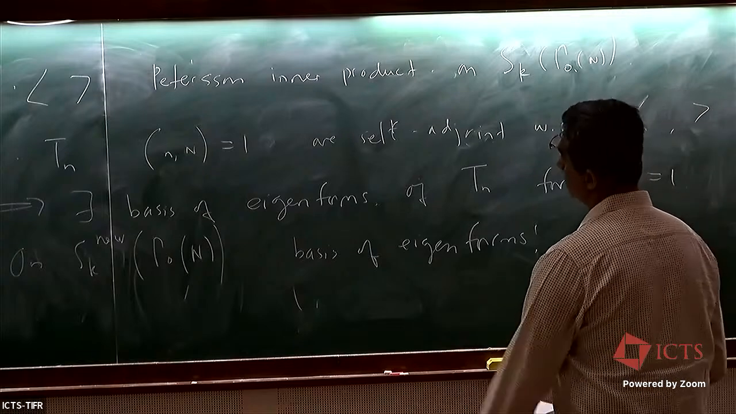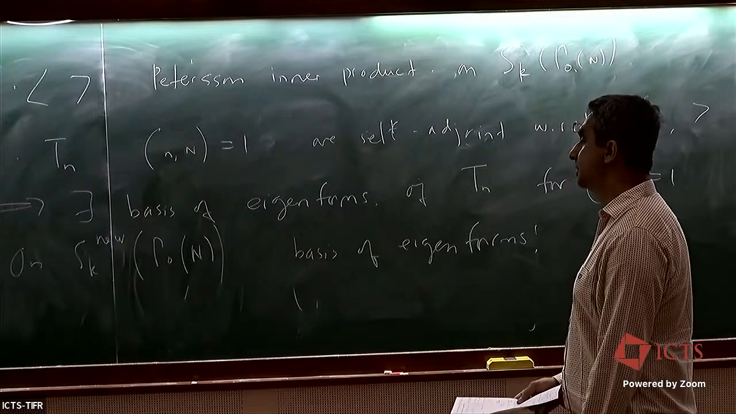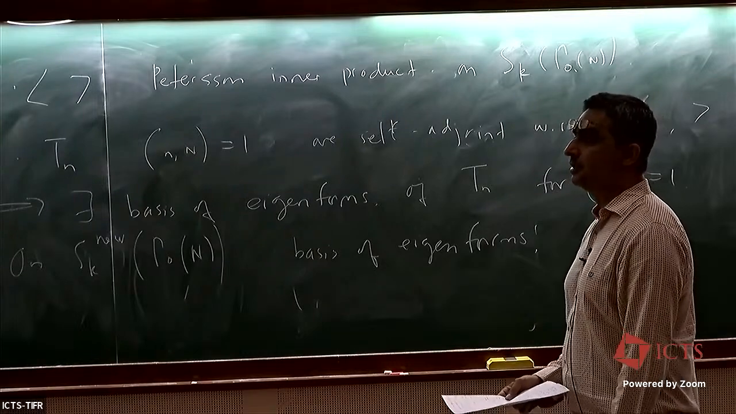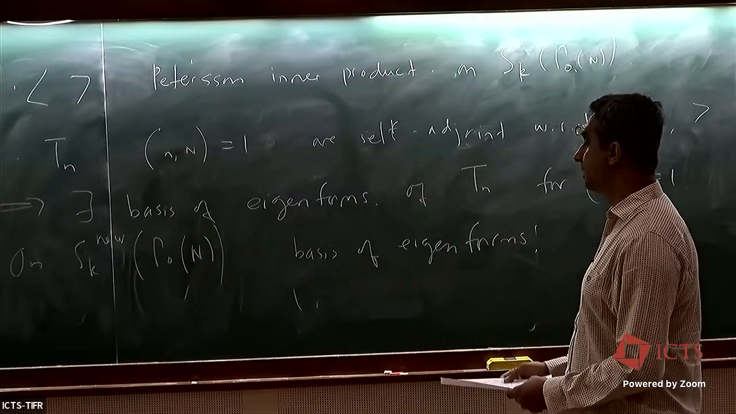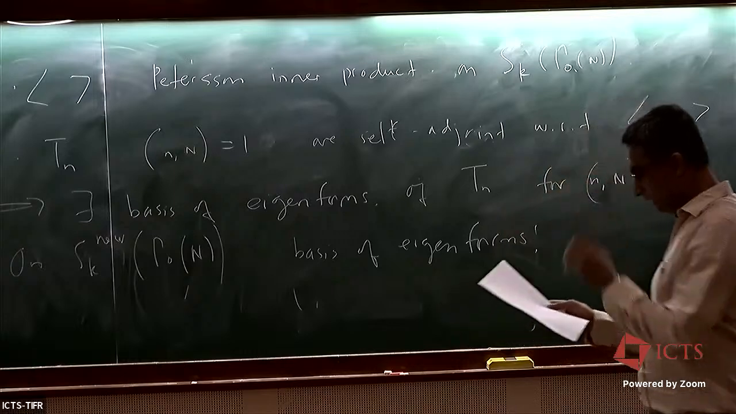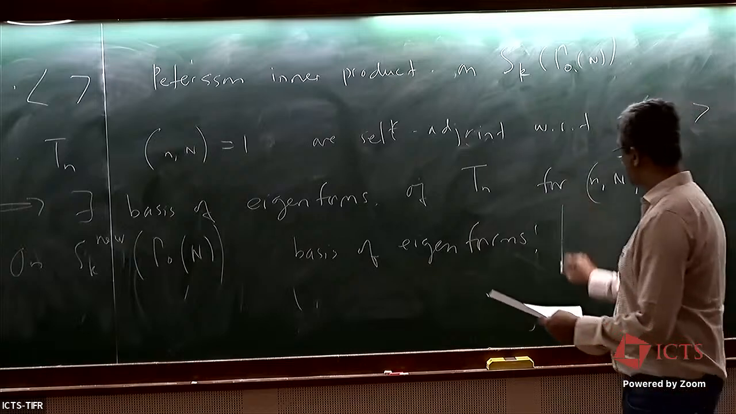A bit more than that. You have to also look at f of 2z and f of 5z and f of 10z. But anyway, you look at the space spanned by such things and you take the orthogonal complement of that. So you get this new space, and over here you have a basis of eigenforms. Okay, so let's forget about this for a second.